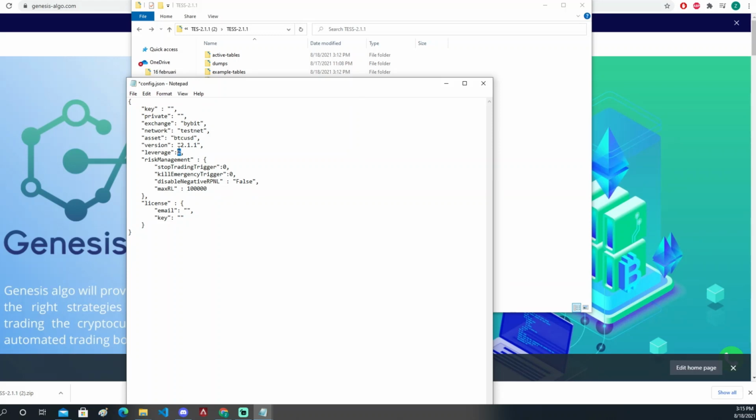So make sure that you only deposit what you're accepting of losing. Don't deposit too much on Bybit, because we have a lot of leverage to use. So there is no need to deposit too much onto this exchange. Definitely not if it's your first time using a trading bot.